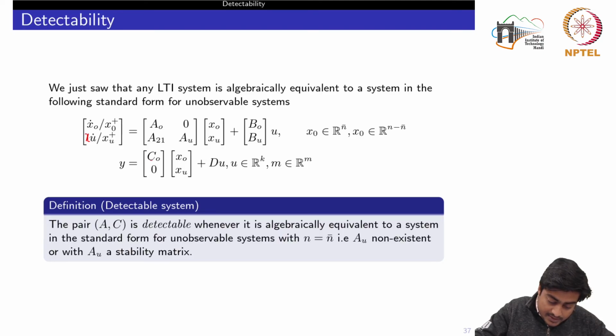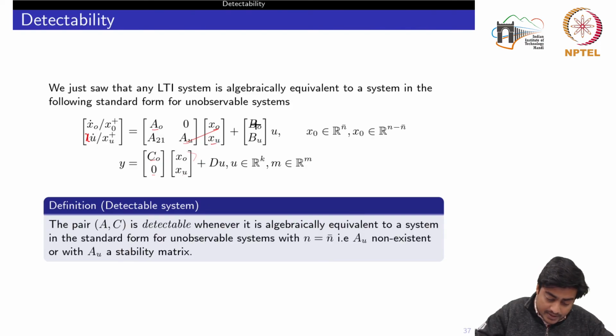So these states XO are completely observable, right? We just need to see what happens with the matrix associated with the unobservable state, because the C matrix associated with the unobservable state is 0, right? Either this matrix AU should not exist, or if it exists then it should be a stable matrix, so that whatever the state trajectories are with respect to this one goes to 0 as t tends to infinity, right?